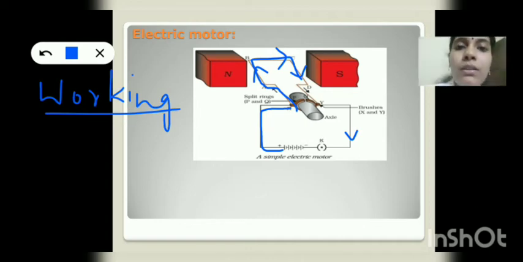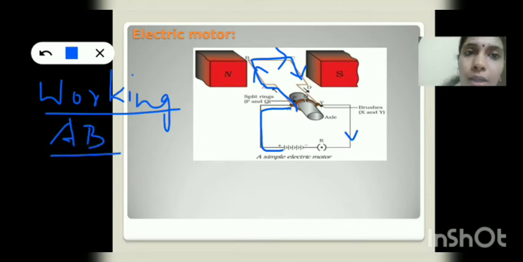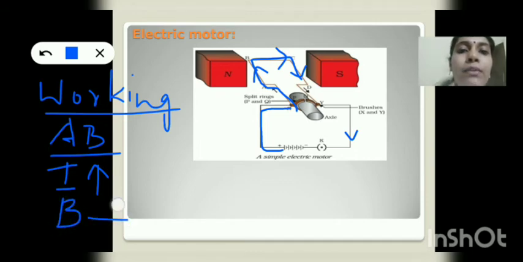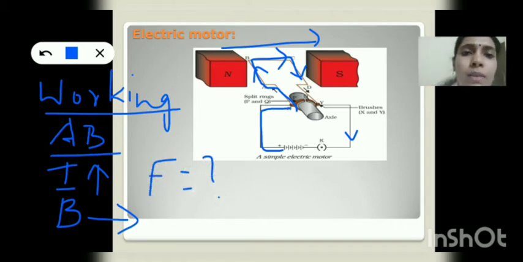So here, first let's focus on the side AB of the rectangular coil. What is the direction of current flow? Current is flowing upwards through the side AB of the coil. What is the direction of magnetic field? The magnetic field is directed from north to south. That means the magnetic field is directed towards the right. Then how will you find out the direction of force? It's very simple. Apply the left hand rule.